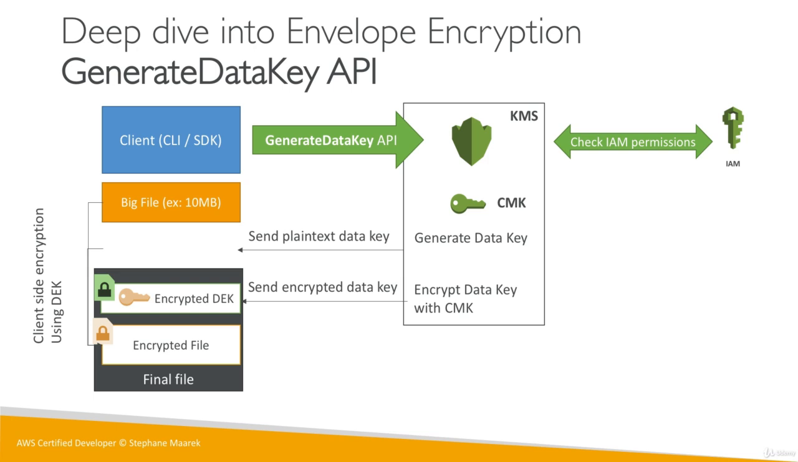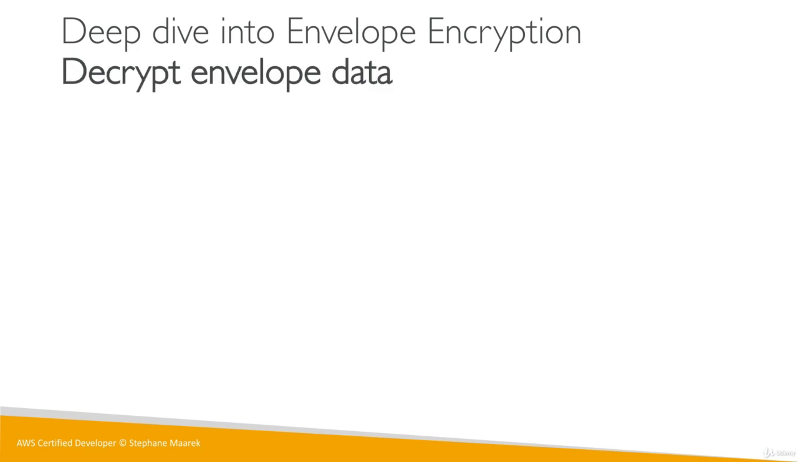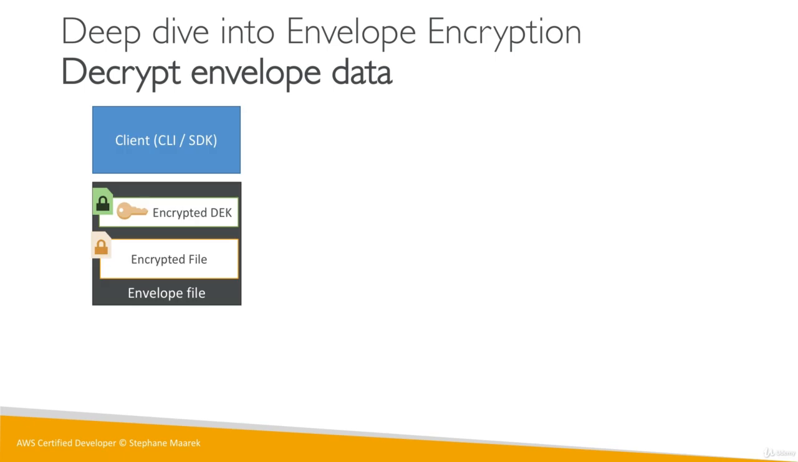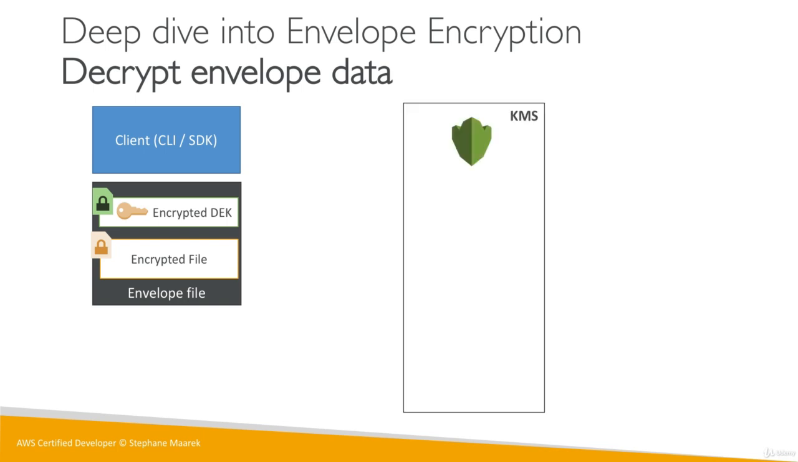Now we have this final file. How can we get back to the big file? Let's talk about decrypting envelope data. So we have our client and it has the encrypted DEK and the encrypted file, and it wants to decrypt the data. So we'll talk to KMS and say, hey, here is the encrypted DEK. Please decrypt it for me.